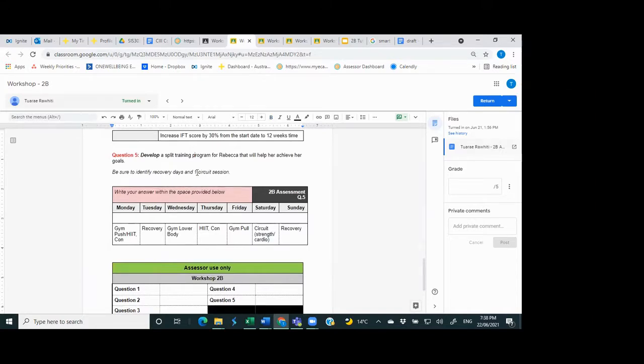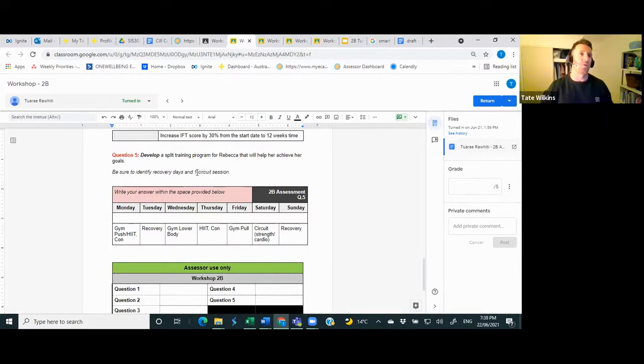Is it not split like quads and then hamstrings, or is that one training session type thing? There's no set way. It's split by definition. It's just splitting it into different parts. Firstly, it could be body parts. It could also just be upper lower. It also could just be movements. So like, let's just say you do all your pushing movements.